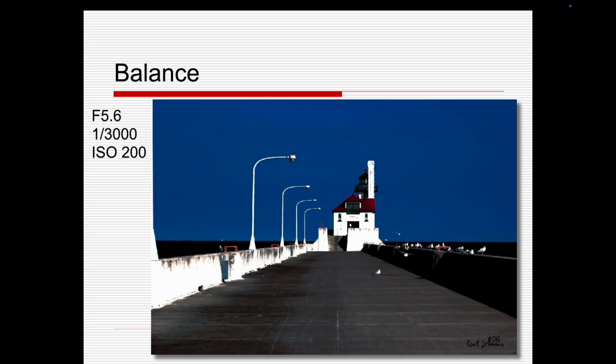The gulls are white against the darkened shadows. It was a very bright day. My ISO was low at 200, and f/5.6 still gave me a 3,000th of a second.